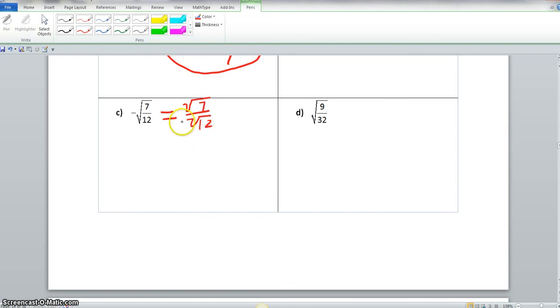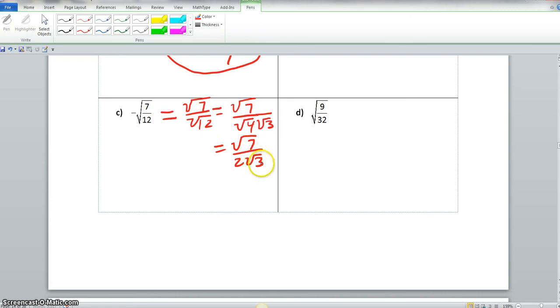Now, before we go and multiply the numerator and denominator by the square root of 12, doesn't 12 have a perfect square in it? Yes, it does. You're right. It has 4. So we have the square root of 4 times the square root of 3. So we will have the square root of 7 over 2 times the square root of 3. Now, what we need to do is this here. We need to get rid of this radical or the square root out of the denominator.